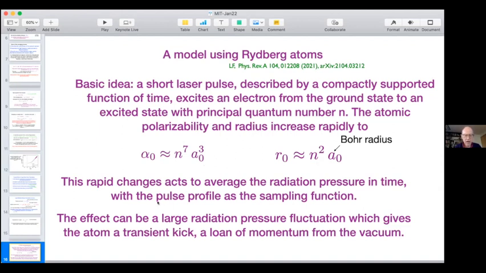Now, this is going to result in a large radiation pressure fluctuation, which would give the atom a transient kick, which we can think of as a loan of linear momentum from the vacuum. So just as in the case of energy density fluctuations, where I said that there was a relatively high probability of a large energy density fluctuation, if you see a large energy density fluctuation, you ask, where is that energy coming from? Well, it's coming from the vacuum. But this doesn't really violate conservation of energy, because conservation of energy is, strictly speaking, only enforced on very long timescales. Energy can fluctuate on finite timescales.